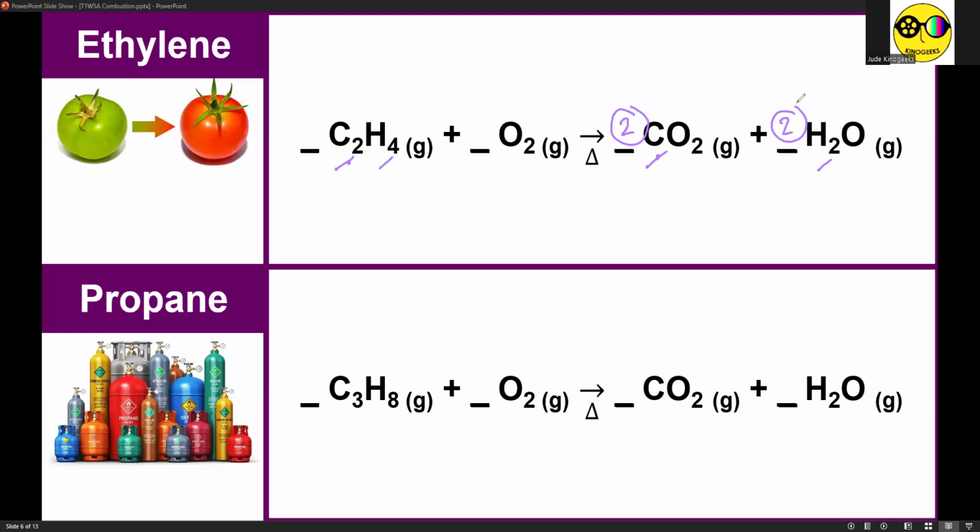Now, for oxygen atoms, let's start with carbon dioxide first. 2 times 2, you have 4. And for water, you have 2 times 1, which is 2. So all in all, 4 plus 2 will give us 6. So we have a total of 6 oxygen atoms at the right side and only 2 oxygen atoms at the left side. So for 2 to become 6, you have to multiply O2 by 3. And when everything is balanced, the coefficient for ethylene or C2H4 is 1.